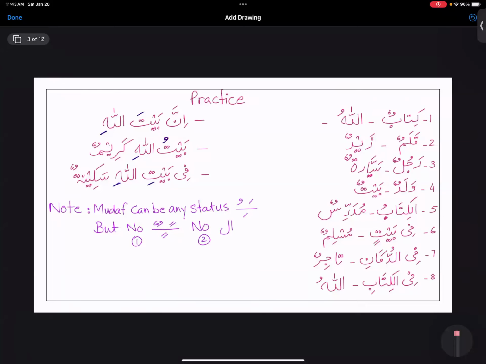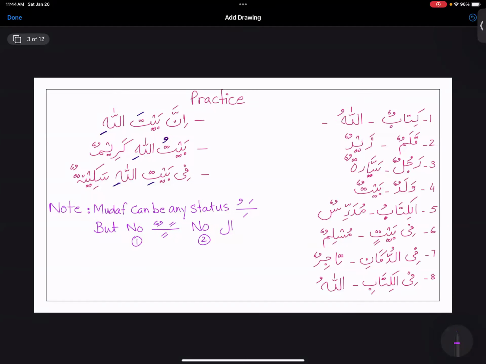I put some practice over here. Kitabun. What is the translation for kitabun? Book. A book. Don't say book, don't say the book, rather a book. Allahu, Allah. Now I want to create an idafa fragment. How can we do that? Kitabullahi. Very good. We need to take one haraka away, take this u away, and put kasra here. So now I have Kitabullahi. What is the translation? The book of Allah.